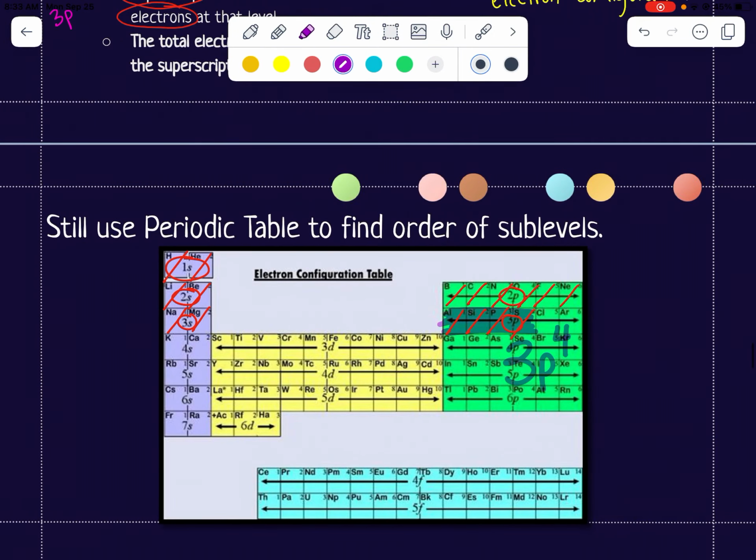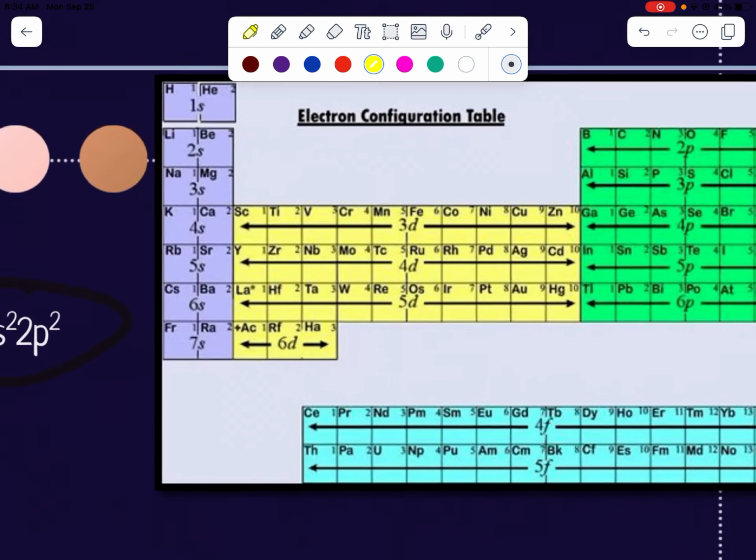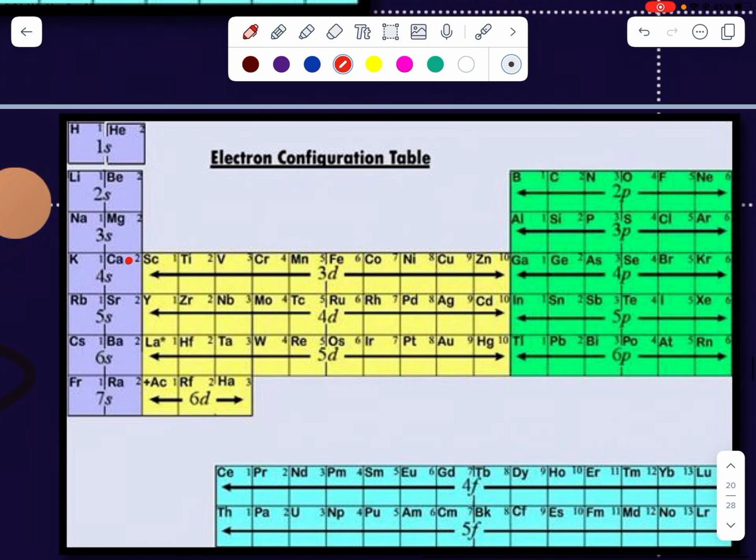All right, let's do a couple examples. Sodium and carbon, which we did earlier in class or in the video, are written here. So those are translated for you. We're going to do some examples that I just pick. My first one is the element calcium. So we're going to locate calcium on the periodic table, and it is right here. It's in the 4s sublevel, and it's the second element. So we're going to end with 4s2. But we have to get through everything to get there.